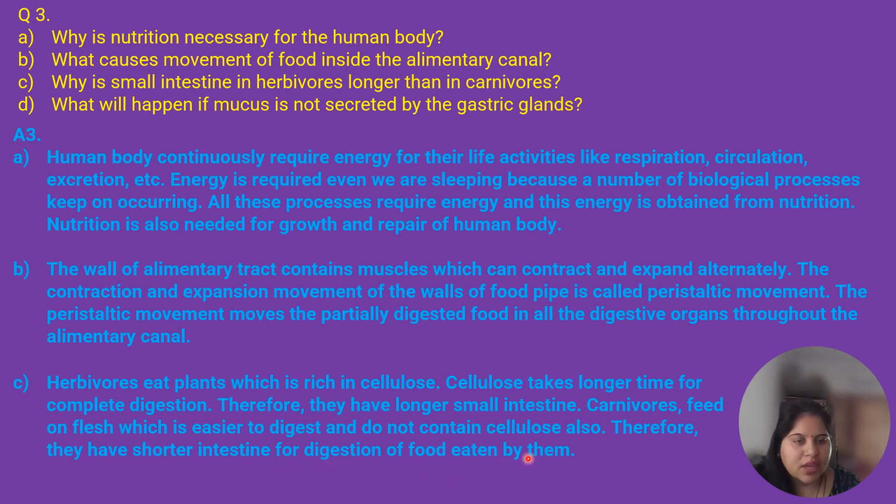So herbivores eat plants, and plants contain cellulose. That's why herbivores have a long small intestine, while carnivores eat the flesh of animals, which is rich in protein. Digestion of protein is easier compared to cellulose. That's why the carnivore's small intestine is shorter than the herbivore's. Let us move on to the next question.